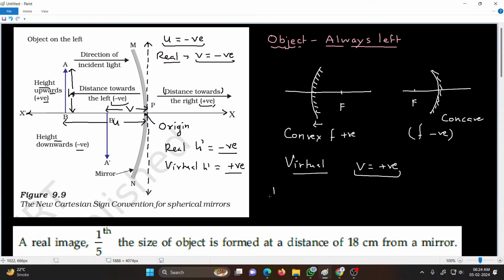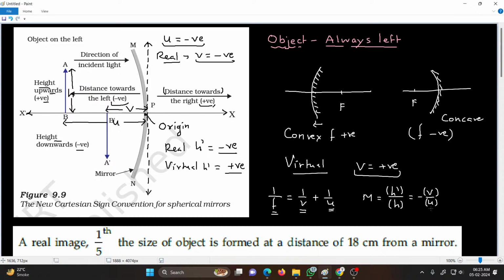The mirror formula is 1 by f is 1 by v plus 1 by u, where f is the focal length of the mirror, v is the image distance, u is the object distance. Magnification formula, m is equal to h dash upon h is equal to minus v upon u, where h dash is the image height, h is the object height, v is the image distance, u is the object distance.